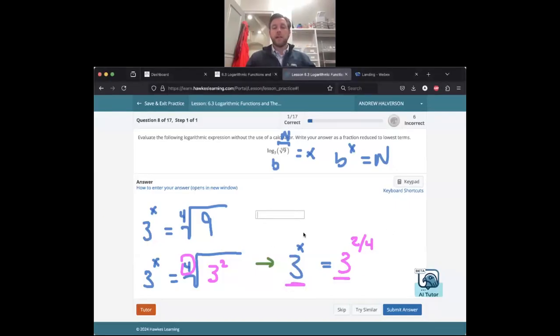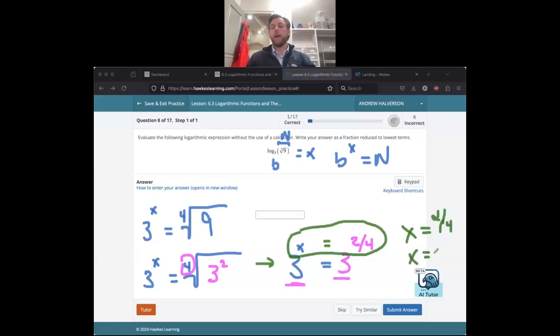And so we can set the exponents equal to each other. So x equals 2/4, or simplified, simplify the fraction to get what? 1/2. That's the answer. So your answer is 1/2.